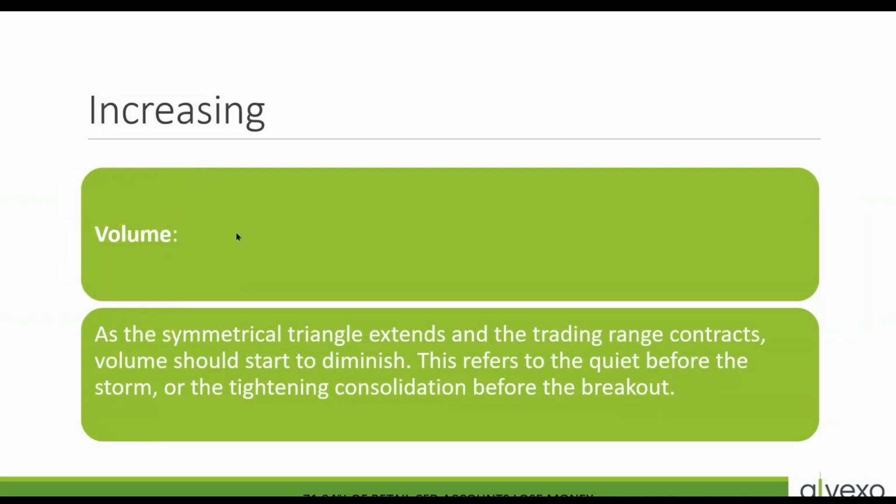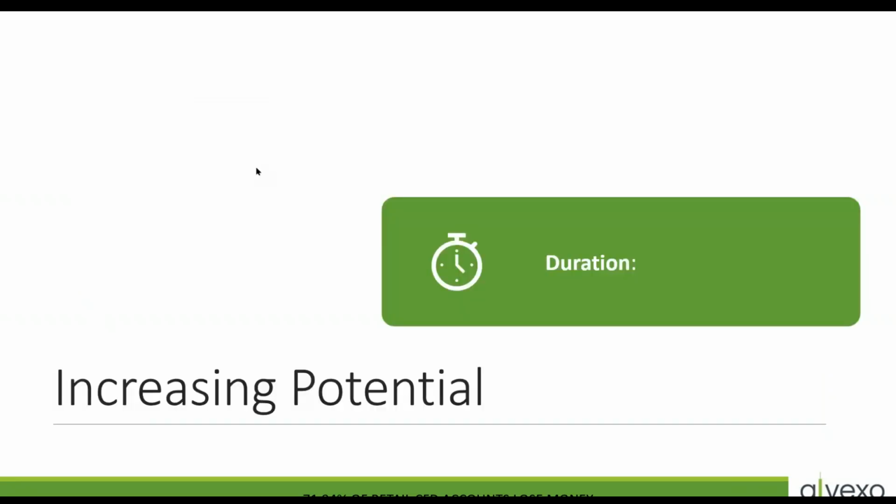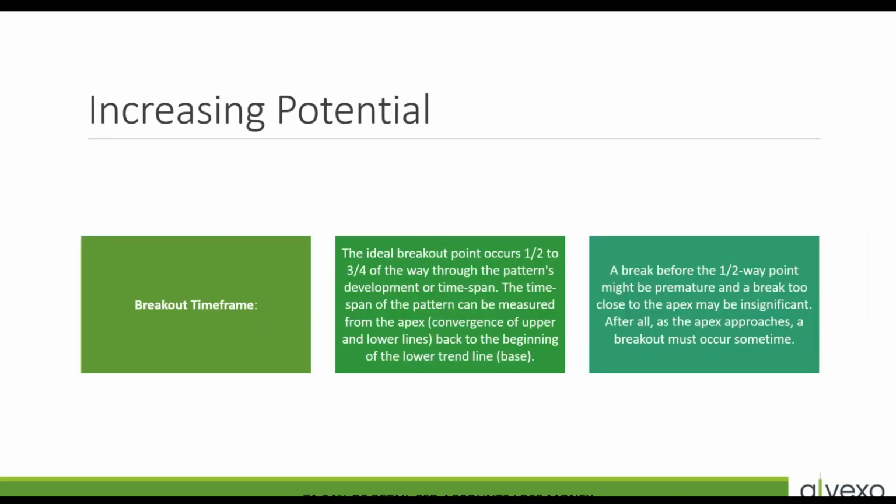Now, we also want to look at volume. As the price moves into the apex of this triangle, you should see volume start to diminish. We call this the calm before the storm. When price breaks out of that triangle, regardless whether it breaks up or down, because you don't know until you have the breakout, volume should start increasing. That will support the move. You also have to look at the duration, whether this is a triangle that just popped up in a couple of time frames, or it's been forming for a long time.